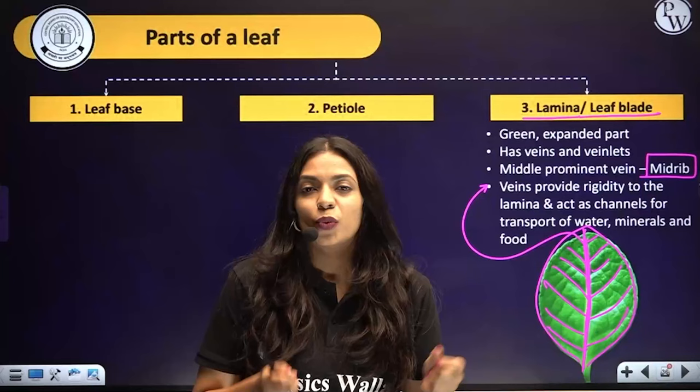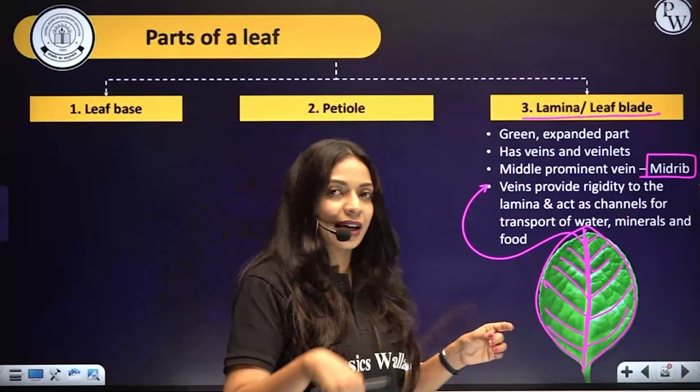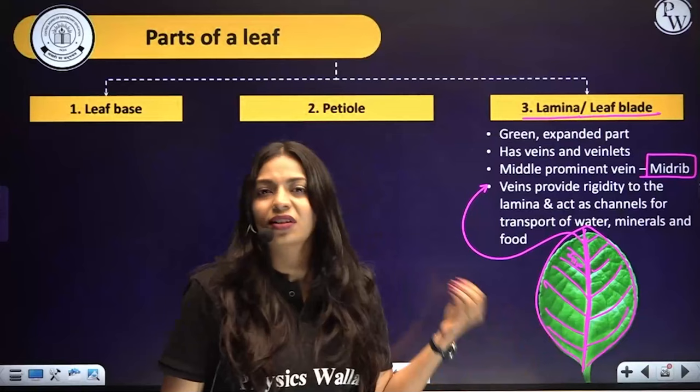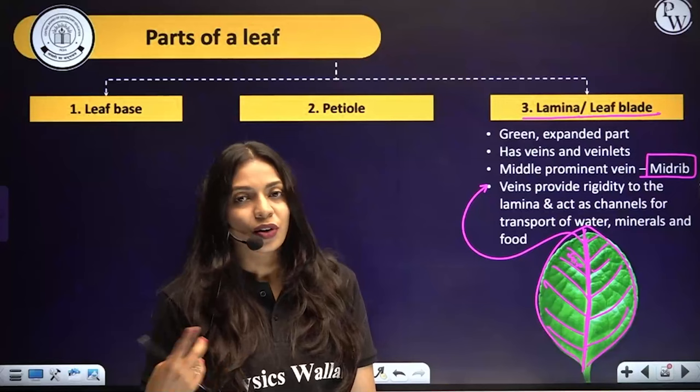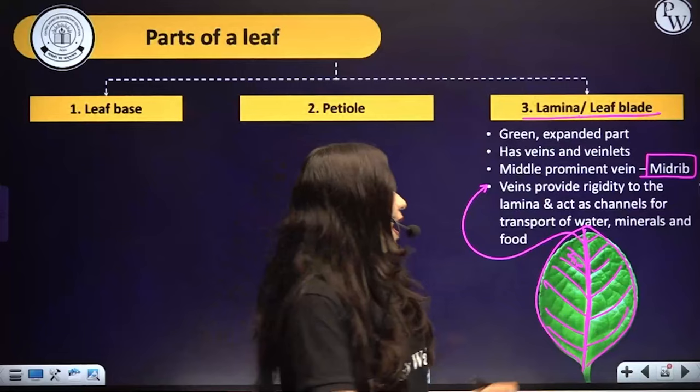So if water has to reach the leaves from the roots, it's coming through these xylem elements, right? Xylem is present in the root, it is present in the stem, and it's also present in the leaves. And by means of this, the leaf will get water. And similarly, whatever food the leaf synthesizes, it has to reach other parts of the plant as well. That also requires vascular bundle phloem. And that phloem also is present within these veins, veinlets and the midrib, right? So these veins act as channels for transport of water, minerals and food.